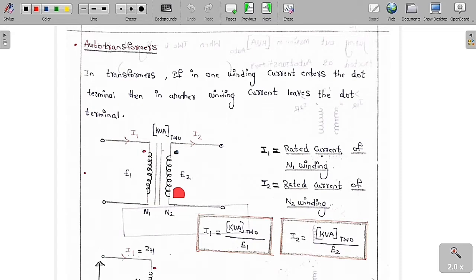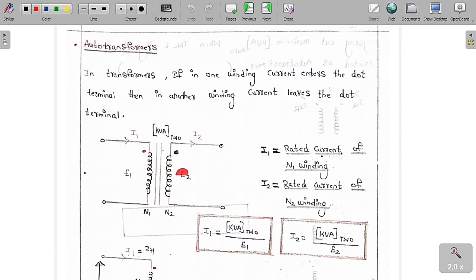Suppose we take a two winding transformer, or single phase transformer. The primary winding has N1 turns and the secondary winding has N2 turns. This is the dot here, and this is the dot here. If in the primary the current enters the dot, then in the secondary the current leaves the dot. This is what you must always remember. This is the kVA of this two winding transformer. E1 is the induced voltage across the primary side and E2 is the induced voltage across the secondary side. So E1 by E2 is equal to N1 by N2, and also I1 into N1 is equal to I2 into N2.